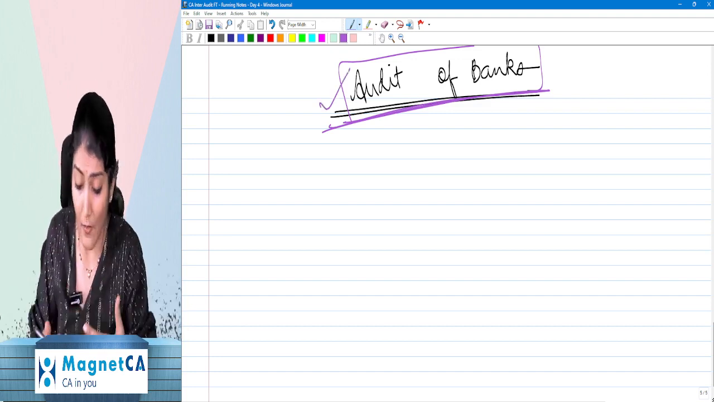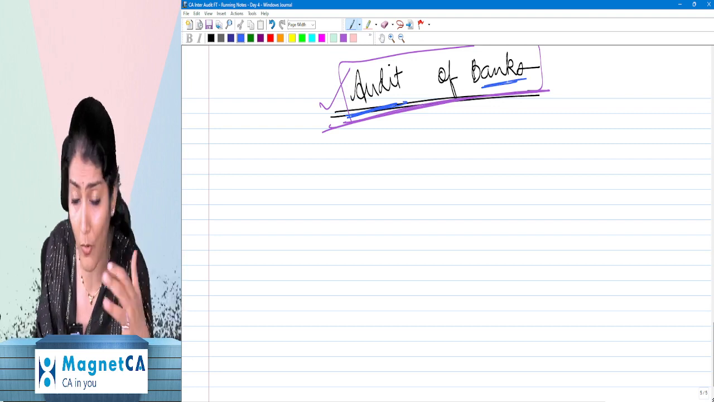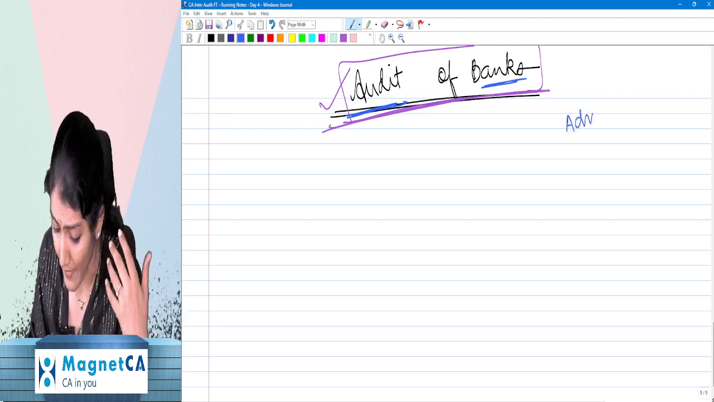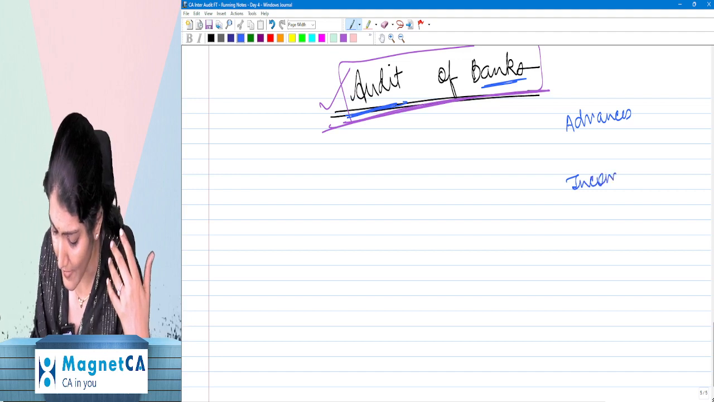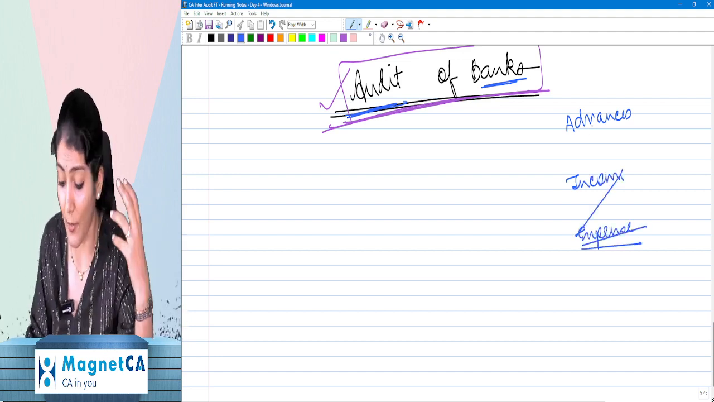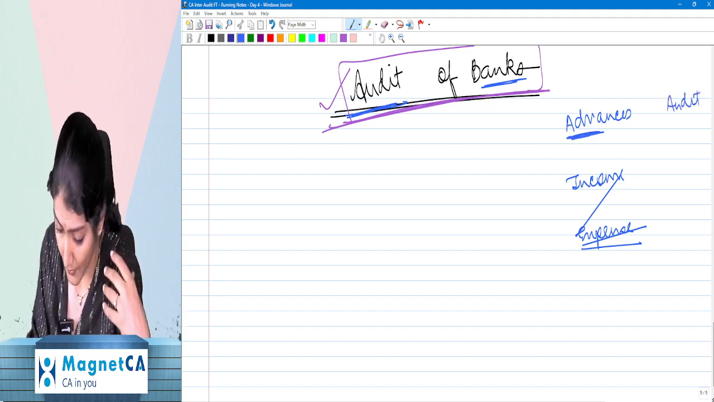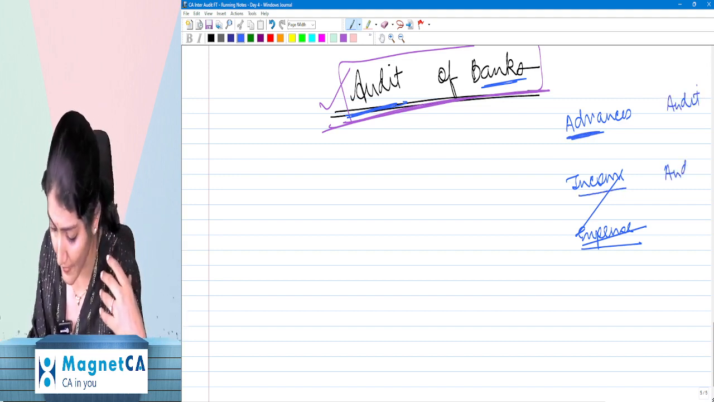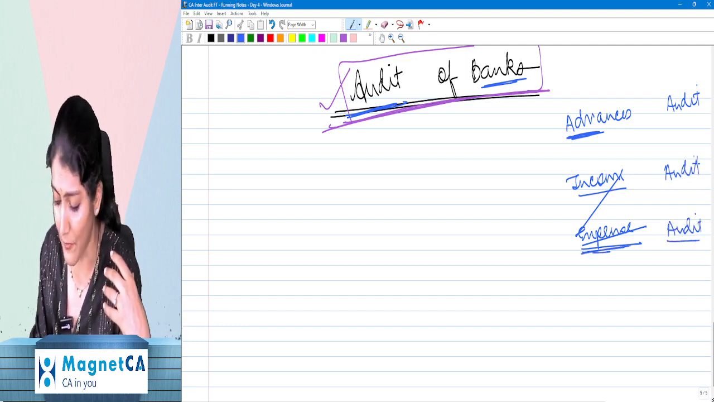Okay, and now regarding this bank audit, what did I say? In the bank audit, we have to talk about the advances of the bank, the income of the bank, and the expense of the bank. That's an important part of our discussion. What are the advances? RBI prudential norms, how to audit them. What is the income? How to audit the income of the bank. What are the expenses? How to audit the expenses of the bank.